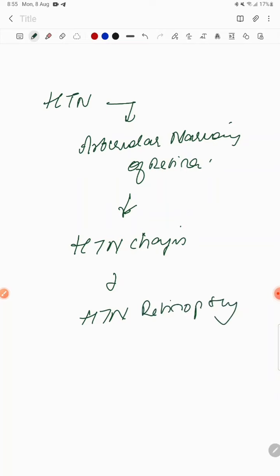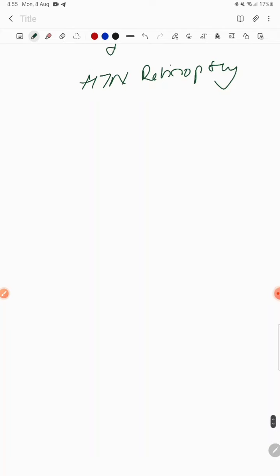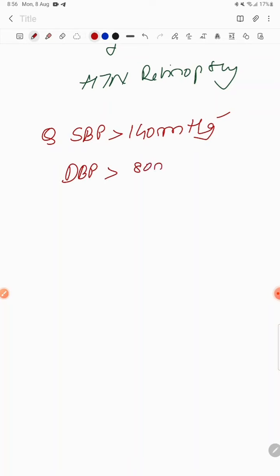So an important MCQ is, when does hypertensive retinopathy occur? It will occur only when the systolic BP is more than 140 mm of Hg, and the diastolic blood pressure is more than 80 mm of Hg. Then only will your hypertensive changes occur.